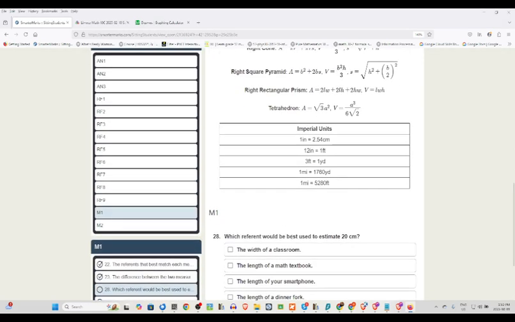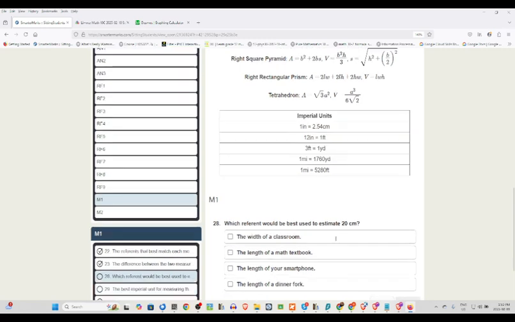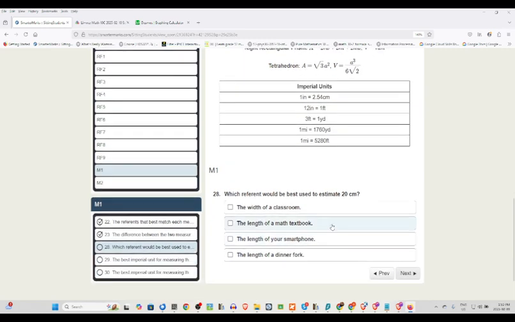Now our best reference to estimate 20 centimeters, that's going to be the length of a math textbook. A 20 centimeter dinner fork would be awkward. That might be more like a salad fork, as in salad tongs. You're serving the salad with it, not eating the salad off of it. 20 centimeters would be a narrow classroom and a huge smartphone. So the length of a textbook is the best fit there.